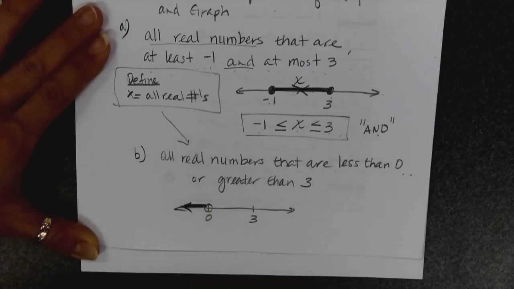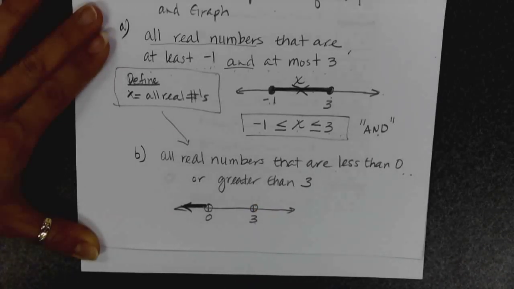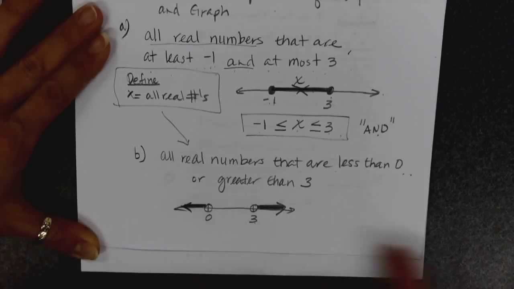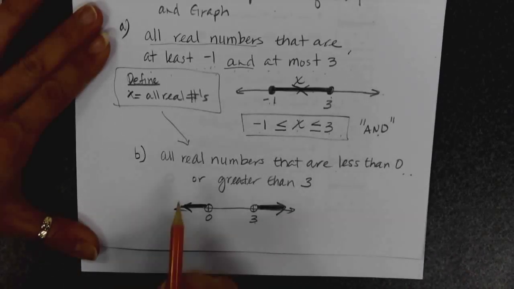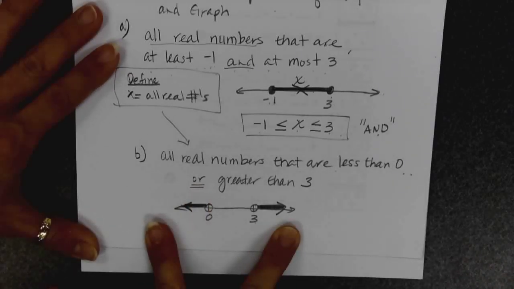Or greater than 3. Open or closed? Open, and right or left? To the right, because it's greater. This one, the arrows are pointing in the opposite direction, and it's because it's an or. Ors will always graph this way.